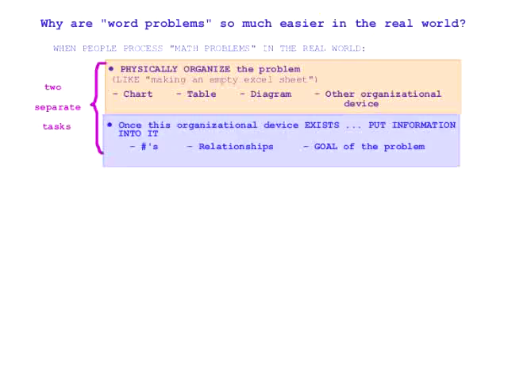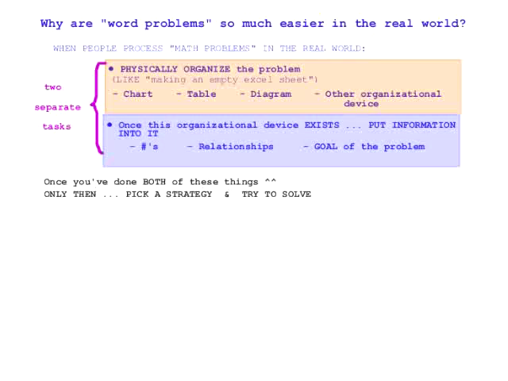And then only once you've done all of this, we're going to put this into practice here in a second. Once you've done both of these things, only then, pick a strategy and try to solve. Let's put this to work. Let's do a problem. There you go.